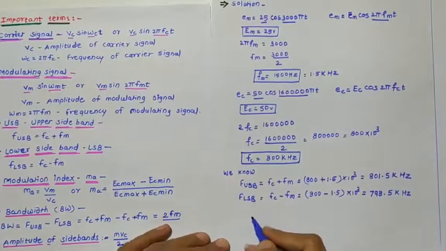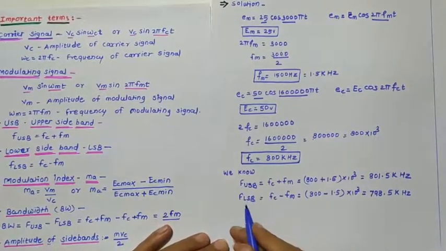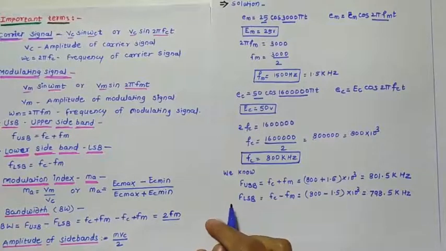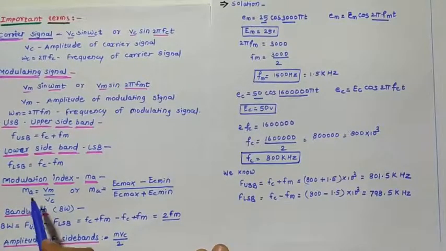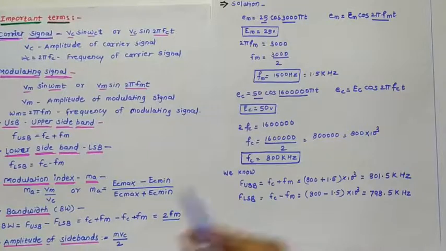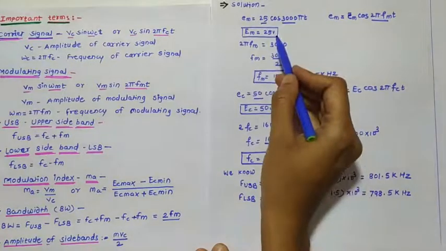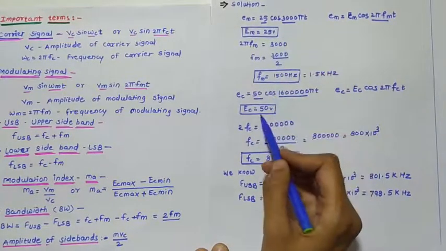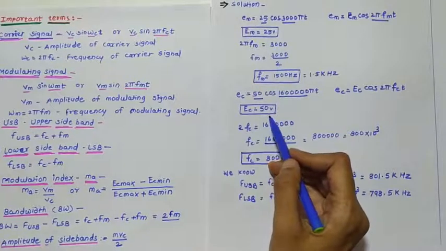So amplitude of sideband can be found with the help of the formula modulation index. Modulation index is the ratio of the amplitude of the modulating signal to the amplitude of the carrier signal, and as we know, the amplitude of modulating signal is 25 volt while the amplitude of carrier signal is 50 volt.